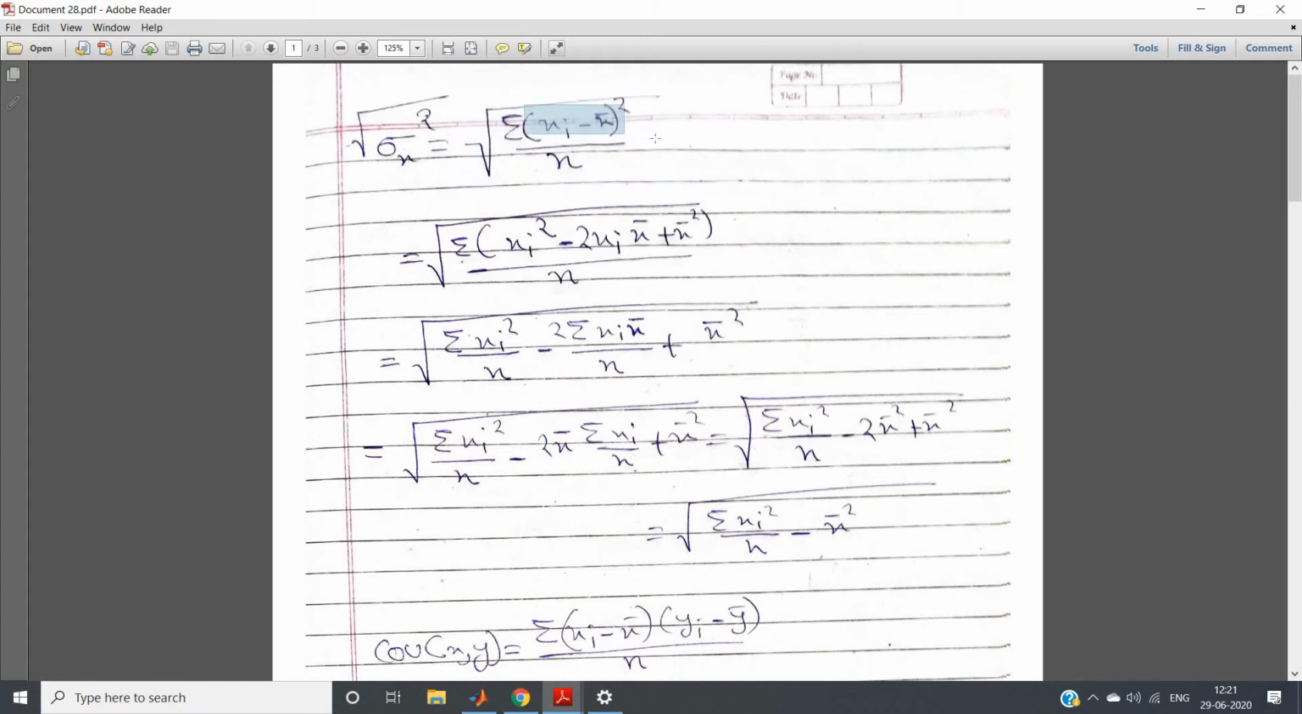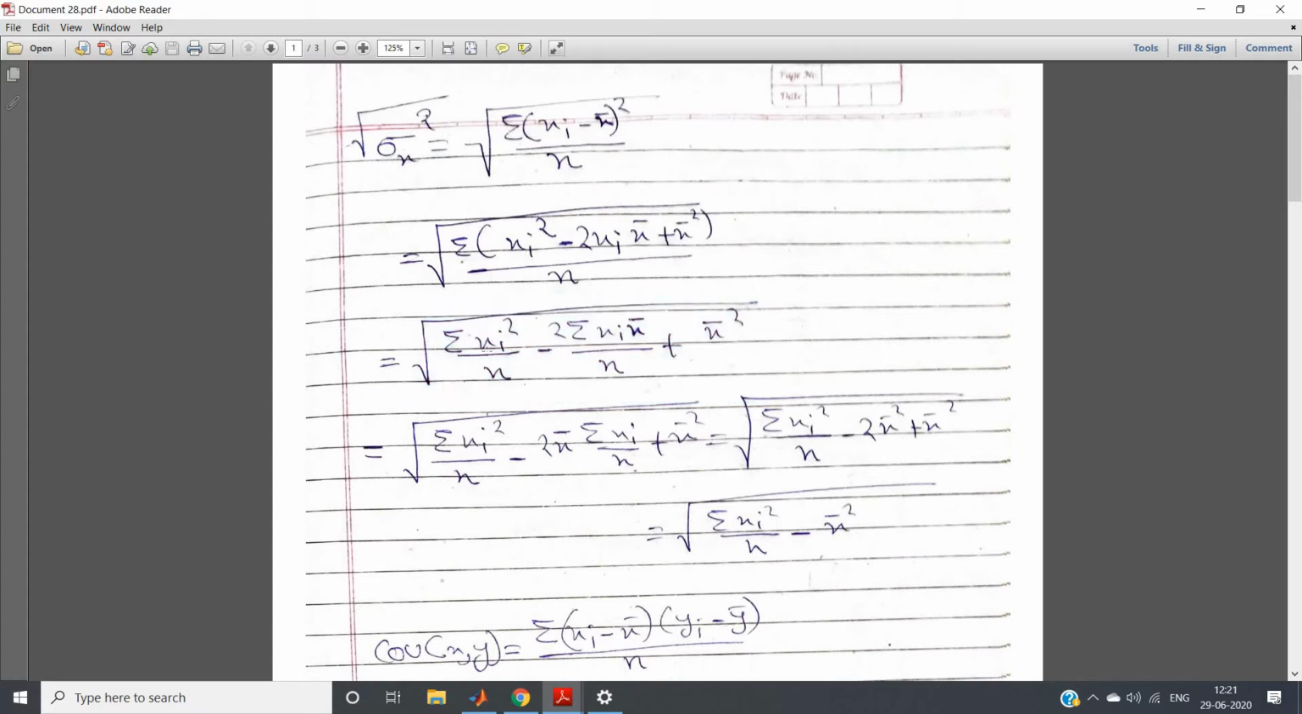Now this is (a minus b) whole square. Simply expand this as a square minus 2ab plus b square and you will get this, that is, the summation over, inside the parenthesis, xi square minus 2 xi times x bar plus x bar square, whole divided by n. Now take individual components and you will get this.